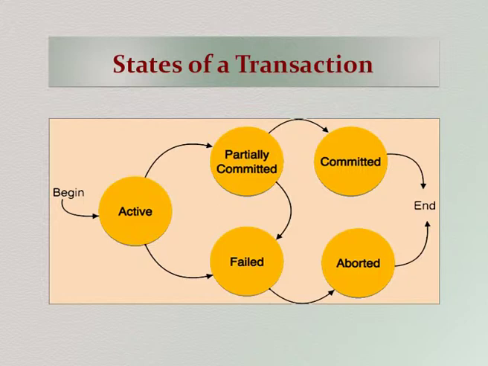For the failed one, it may be moved to the aborted state, and then in the aborted state it may reinitiate the whole process, or else it kills the transaction. So, this is how we can define the various states in a transaction.